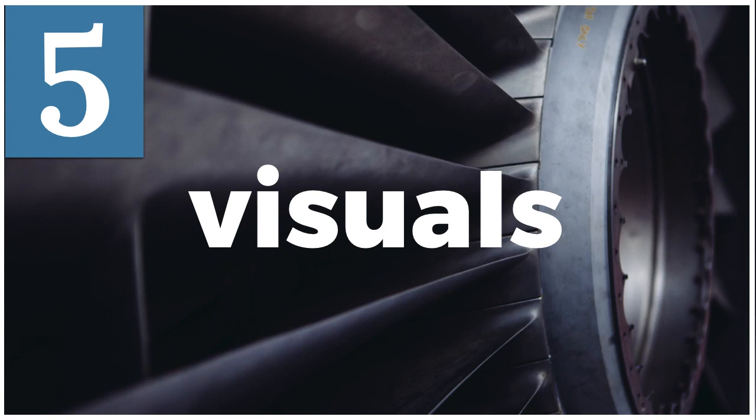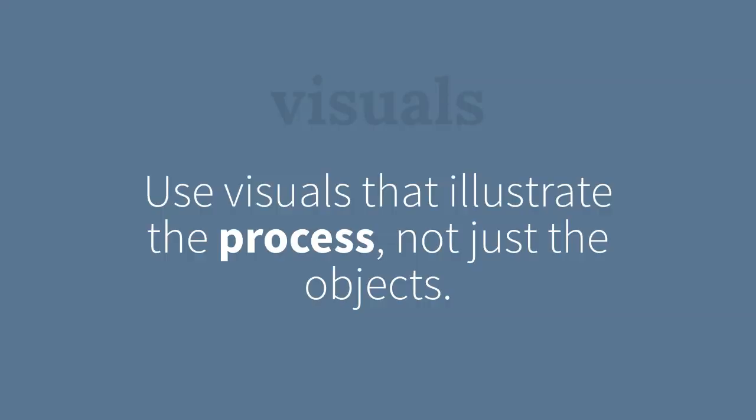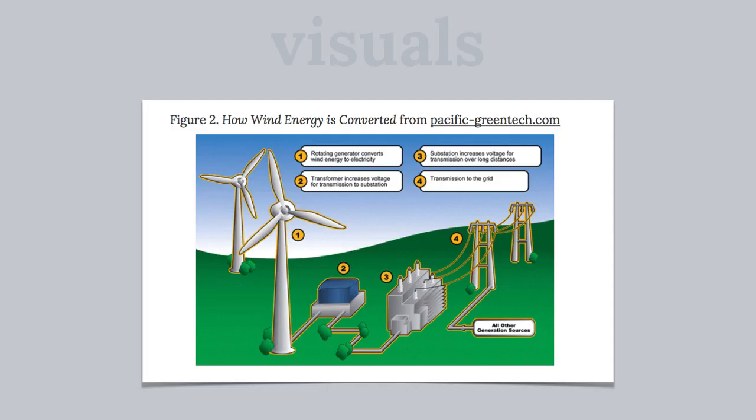One final point about visuals. We are describing a process here. So it's important when you use visuals in your process description to make sure that those visuals actually show the process. If you are writing a process description like we have here of how a wind turbine generates electricity, it's no good to just give a picture of a wind turbine. You need to give a picture that actually shows how the process works.